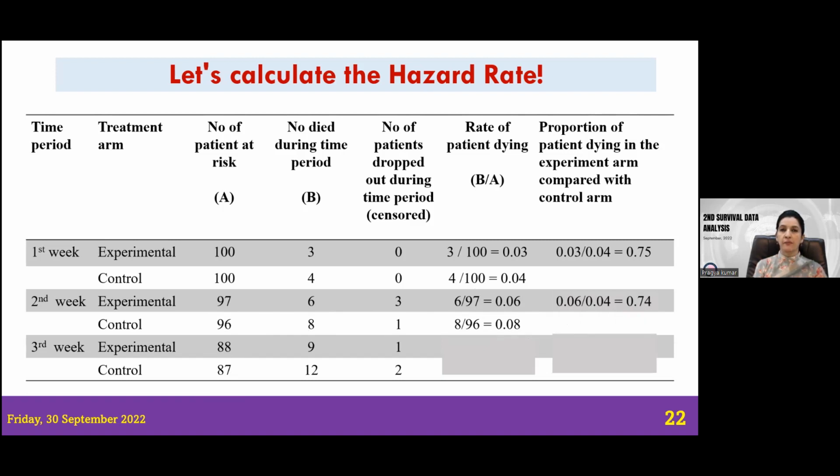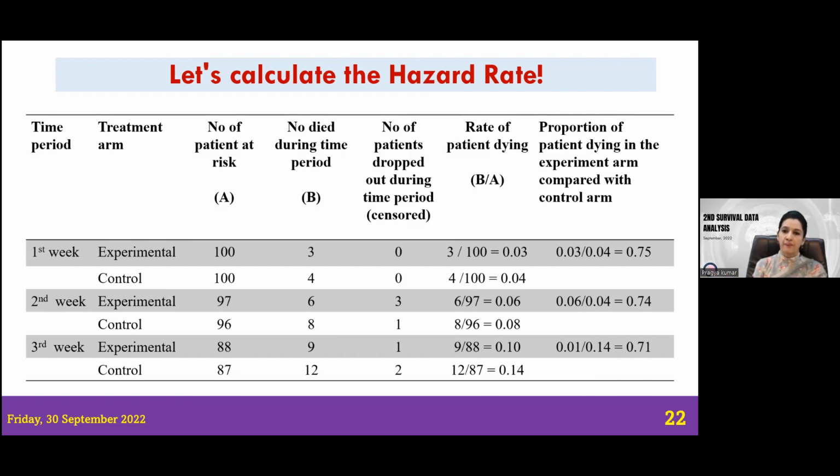So this is again 0.06 by 0.08, and again I am taking the experiment as the reference. So it is 0.74. Similarly, if I calculate the risk here, it will be 0.10 and 0.14, and the ratio will be 0.71. So you can see it is more or less similar to the example which I have given earlier.